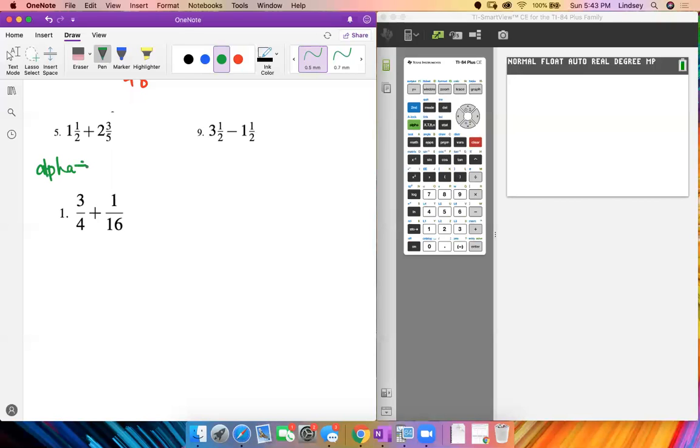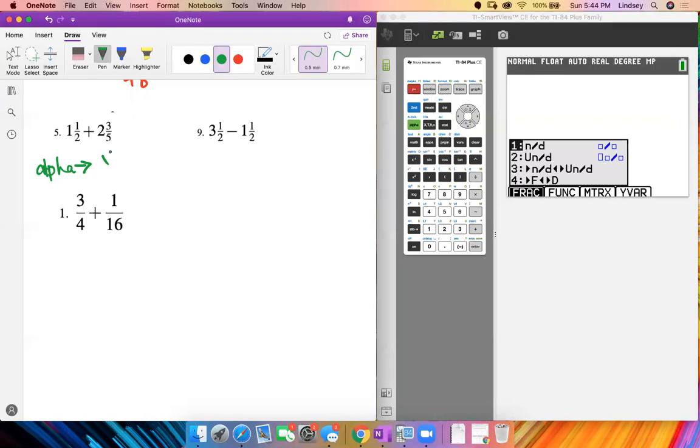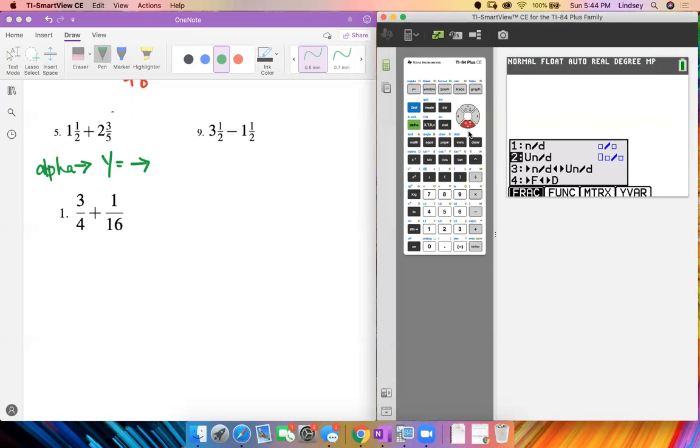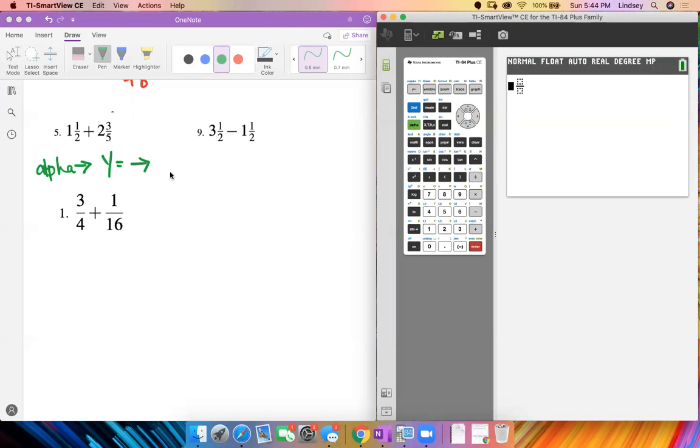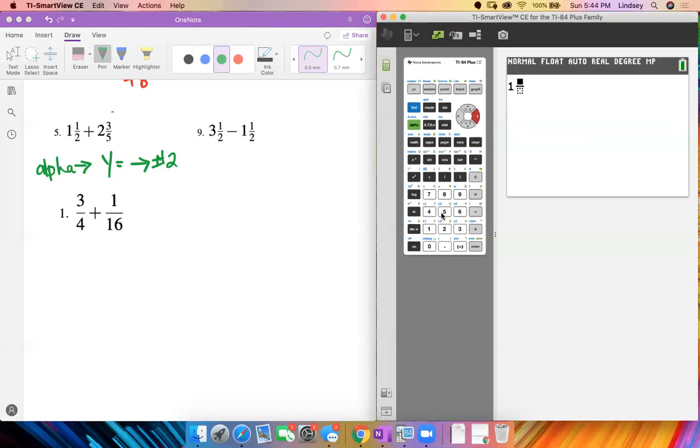alpha. Okay, so we're going to click alpha, and it changes it to a little a. We're going to hit y equals. Go back over here, y equals. And then we're going to click on number 2. So remember, the n and d is numerator, denominator. Well, we want one that has a whole number in front of it, which is this u right here. So we're going to click down to number 2, hit enter, and then we have a spot for a mixed number. So our mixed number is 1, arrow over, 1, arrow down, 2.